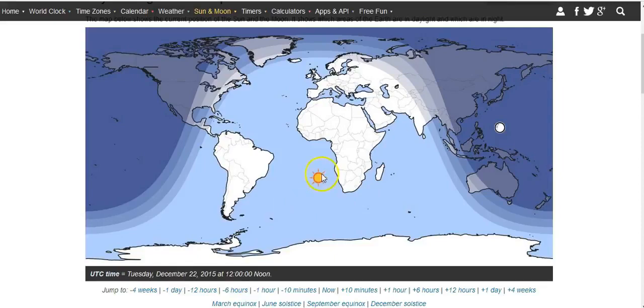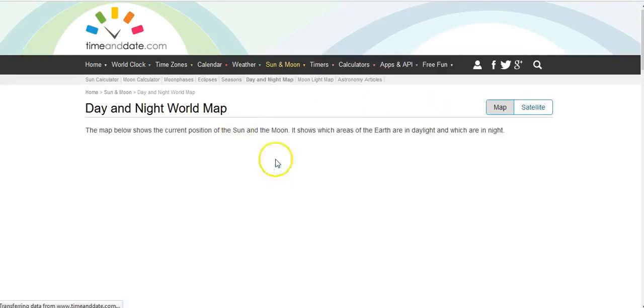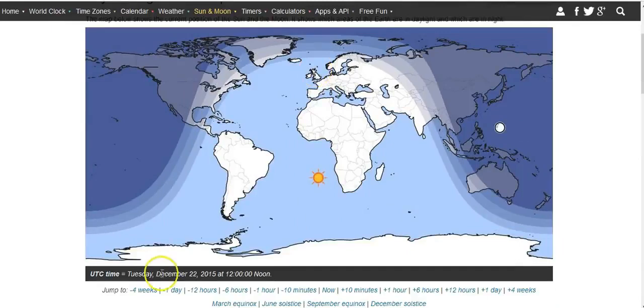the year. This is December 22nd here, but we can go back 4 weeks, and it doesn't matter what day it is. At 12 noon, it's going to show the sun will line up with Africa. December 22nd at 12 noon, it shows the sun right here. The Earth is rotating. It takes 24 hours to make one full rotation for the Earth to go all the way around back to the point it started at.